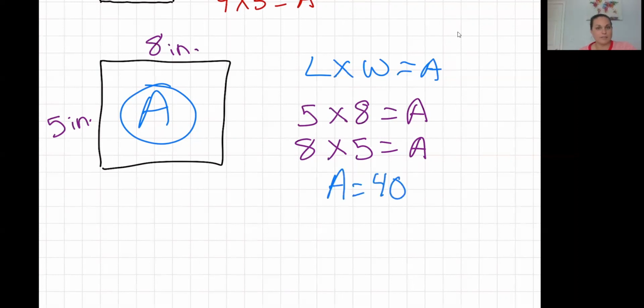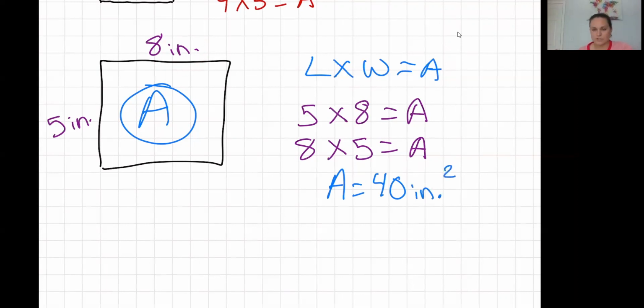8 times 5 or 5 times 8 equals 40, but we're not finished with area. We have to have our units of measure. In this case, they were inches. Okay, so we need to put our inches, and then we have to tell somebody that we were measuring those squares inside of our shape, measuring the space it took up.